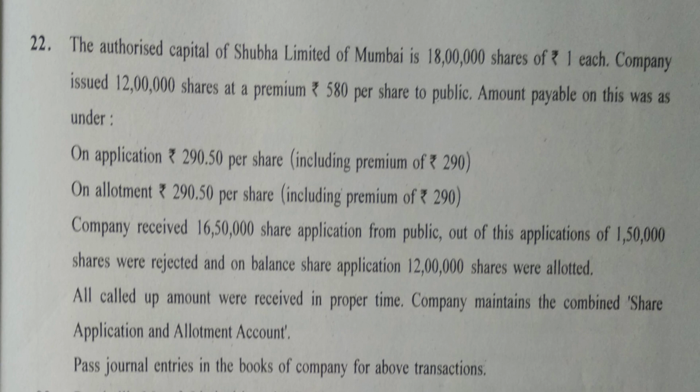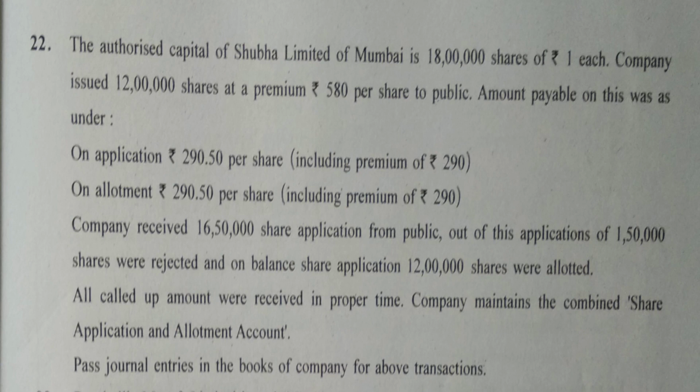Company has received applications of 16,50,000 from public. How many company has issued? 12 lakh. Received 16,50,000. That means 4,50,000 in excess. 4,50,000 were to be rejected, but company has rejected only 1,50,000 shares. That means the advance has been kept of 3 lakh shares as an advance of allotment.